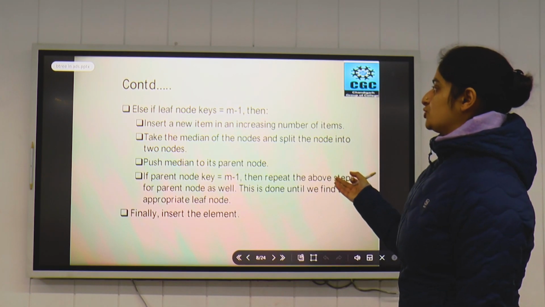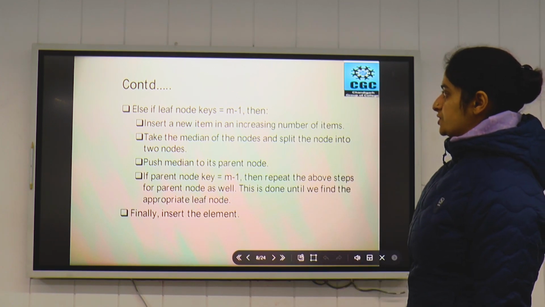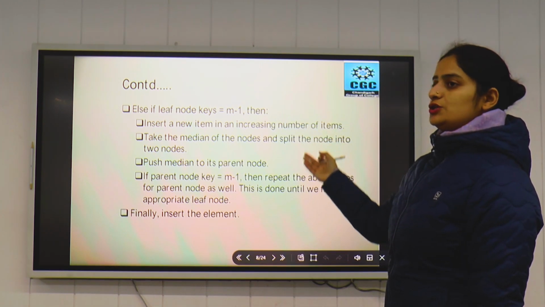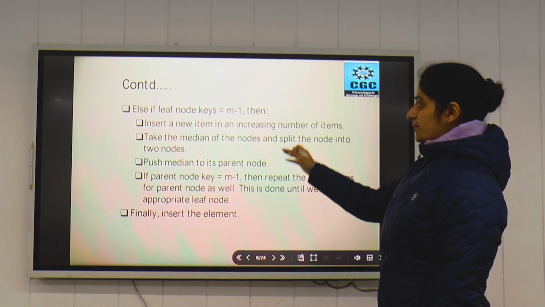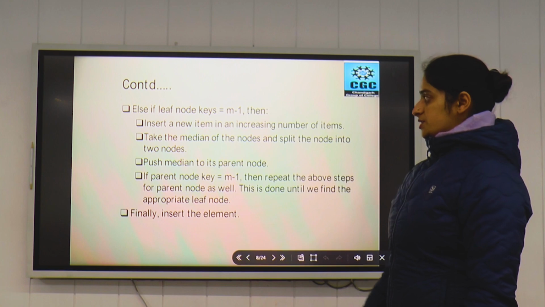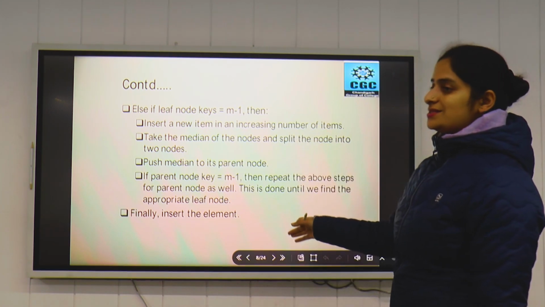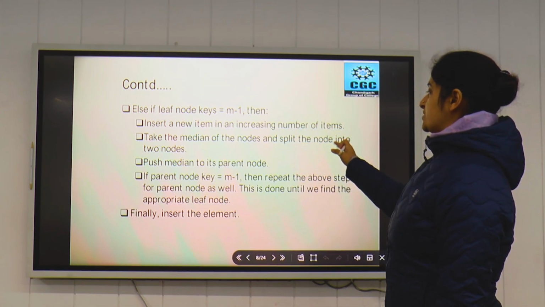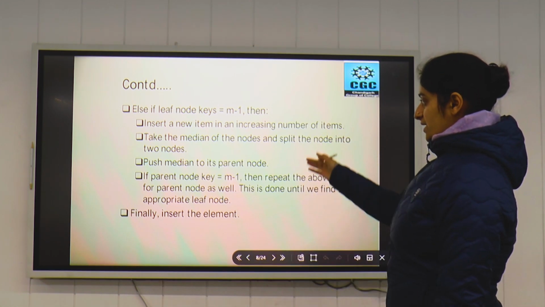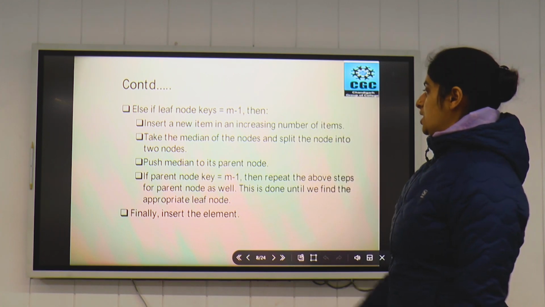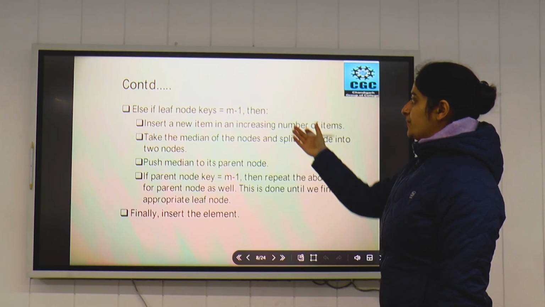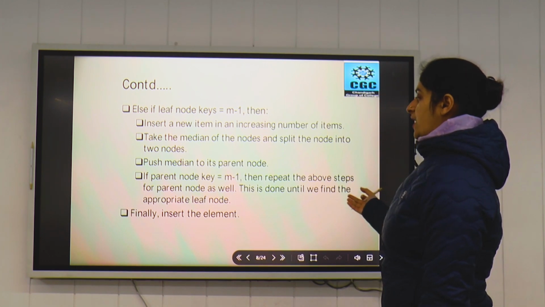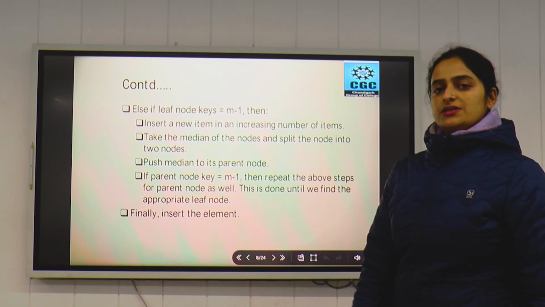Now a few other conditions also occur here which we have to study. The second condition is, if the keys of the leaf node are equal to n minus 1, then sub-conditions are generated, and we are going to study all these through these conditional statements. Insert the new item in increasing order of items. Take the median of the nodes and split the node into two nodes. Next, push the median to its parent node. Second, if the parent node's keys are equal to n minus 1, then repeat the above step for the parent node as well. This is done until we find the appropriate leaf node. Finally, we will insert the element.